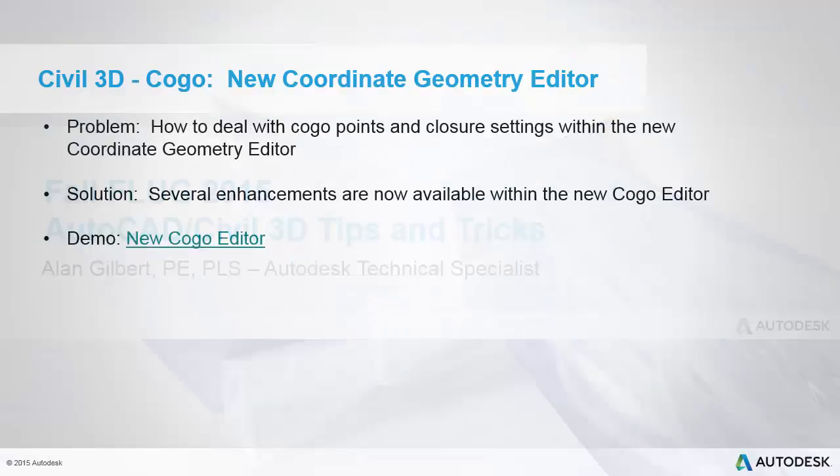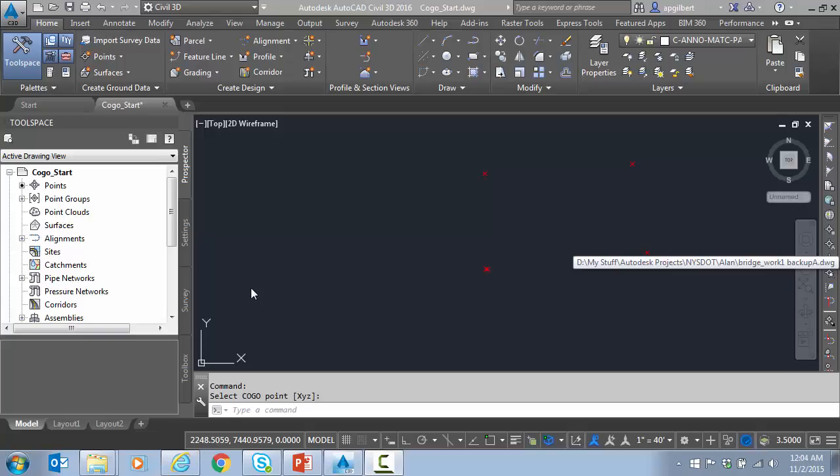So for tip number 5, we're going to take a look at the Cogo Geometry Editor that was added in the Productivity Pack number 1 for Civil 3D 2016, and show the differences between it and the older, existing coordinate geometry editor that's been in Civil 3D for quite some time. So in this video, we're going to talk about some of the new things and differences in the new Cogo editor.